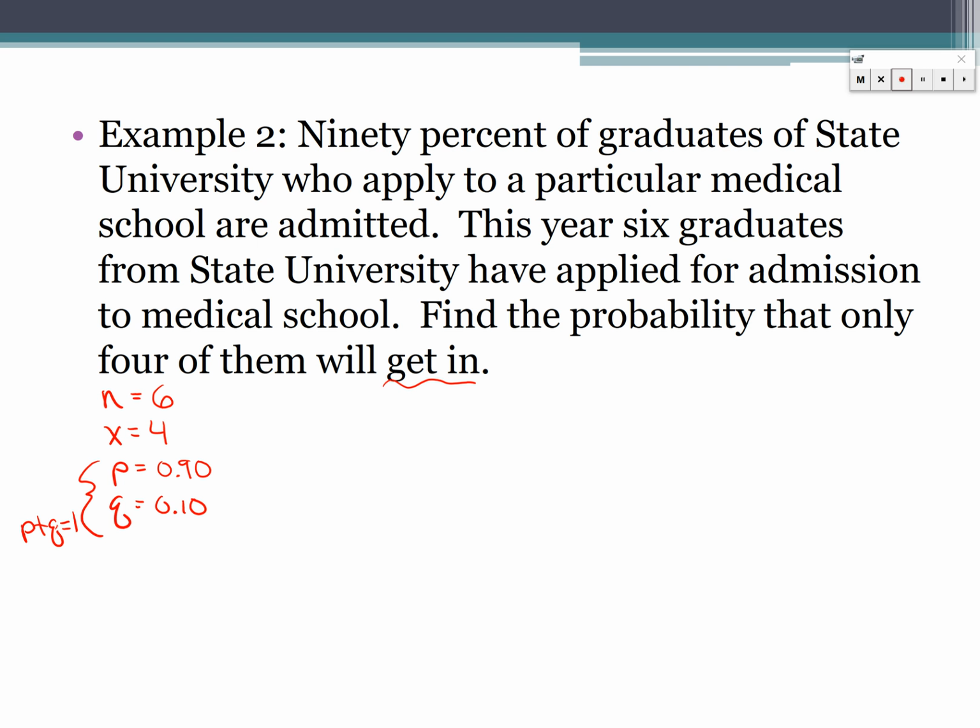Now we can go ahead, we can do a little plugging and chugging. Probability of 4 accepted. We have 6 trials, or 6 applicants in this case. We're going to choose 4 of them to get in. The probability they get in is 90%. We want 4 of those. Probability that they don't get in is 10%. And we want 2 of those. So the exponent on the probabilities is just pertaining to how many of that outcome you want. How many I want.